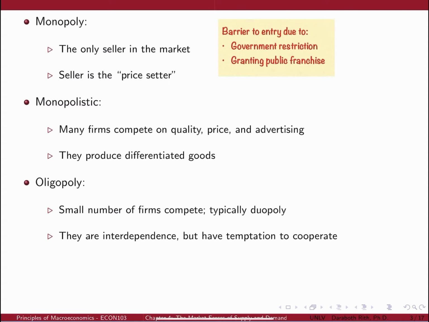The last one on the list is oligopoly. With this market structure, there is a small number of firms competing, and typically these firms form a duopoly. They operate as interdependents but have a temptation to cooperate. You can think of telecommunication providers. There can be a few of these providers, but their services are very similar, as they provide cellular and internet connection to the community.